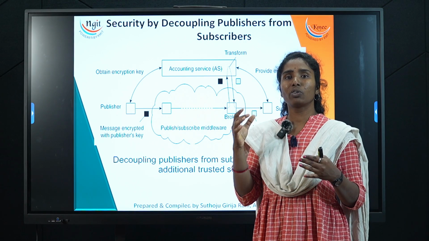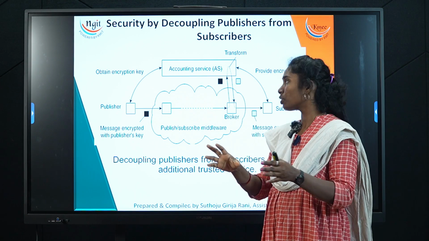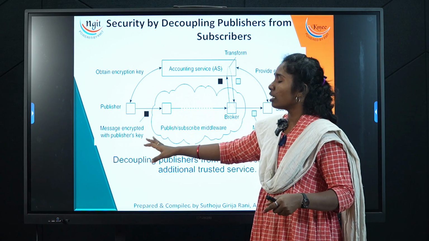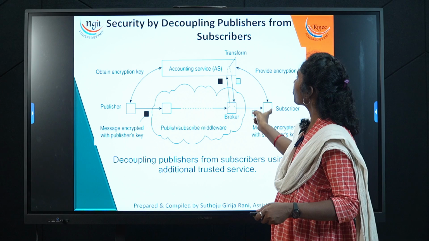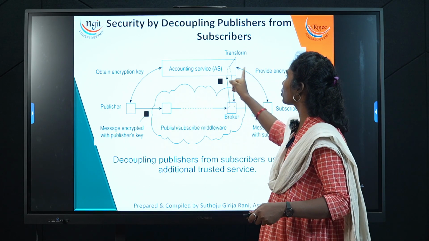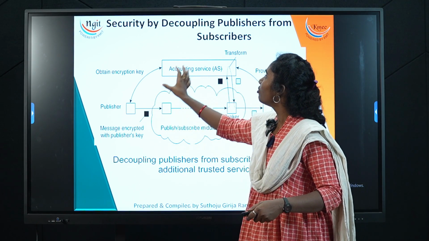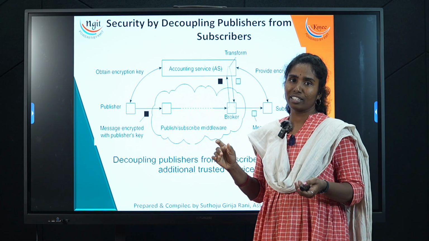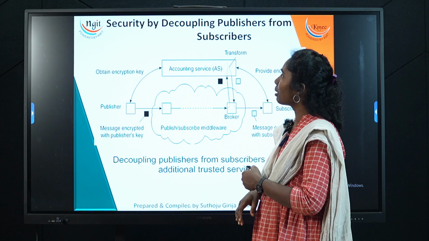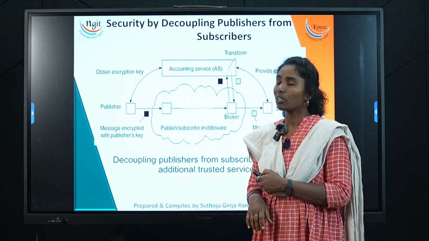We will include Kerberos as one of the layers there. Then the communication between the publisher and subscriber will be done with respect to this. Here we are decoupling the publisher from the subscriber indirectly, right? This is the best example we can give of security.